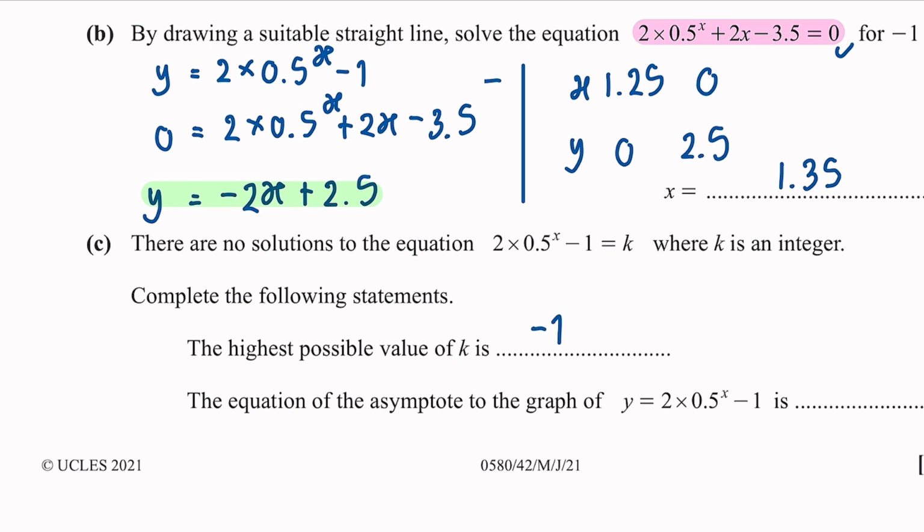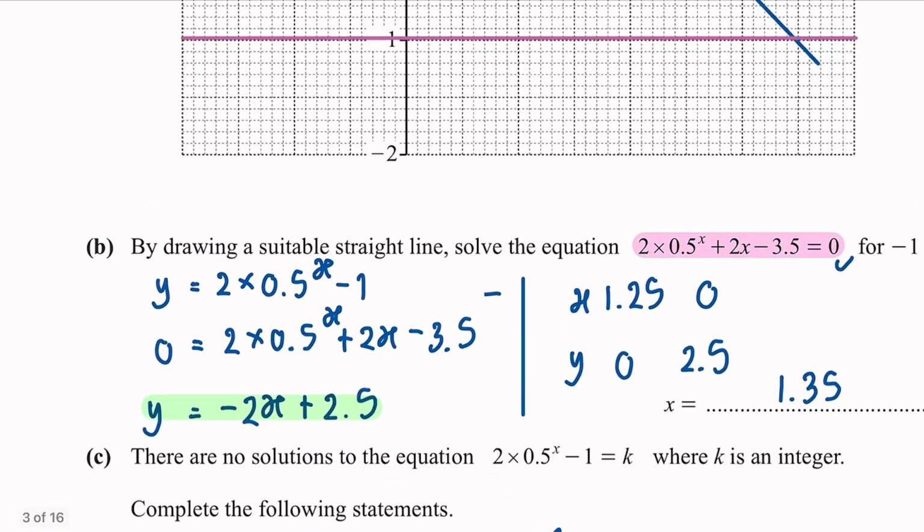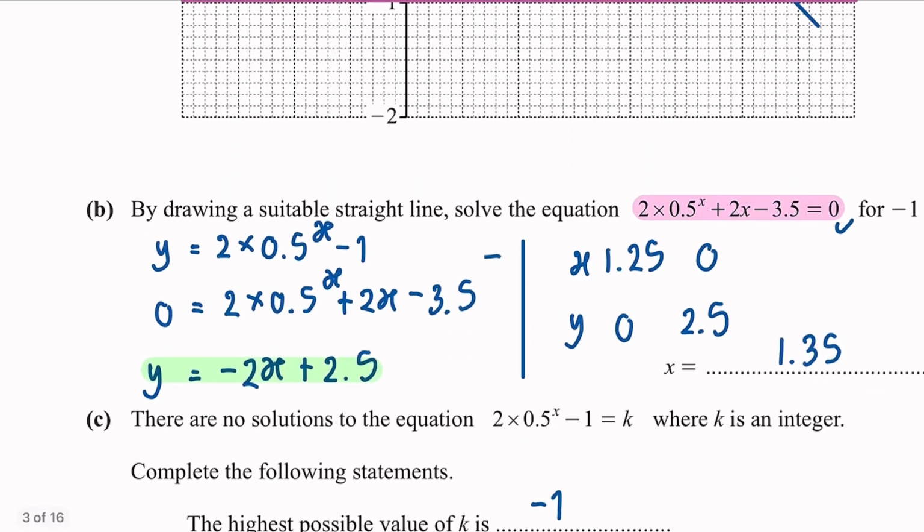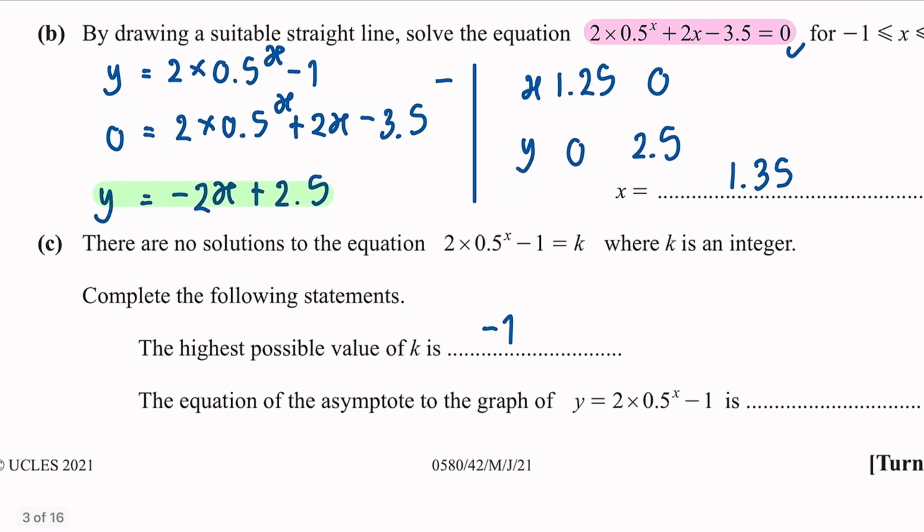The equation of the asymptote of the graph of y equals 2 multiply 0.5 power x minus 1 is, it is this pink line. Therefore, this pink line is y equals minus 1.